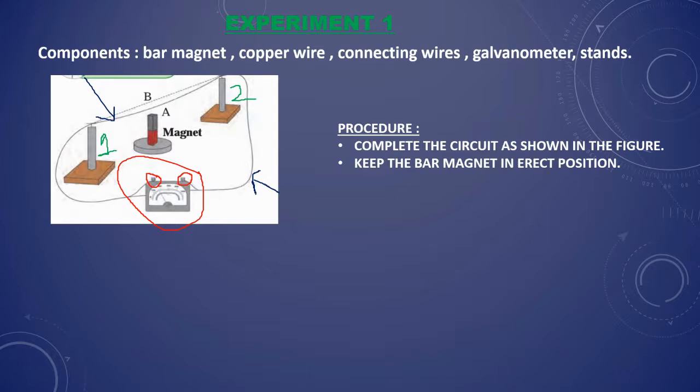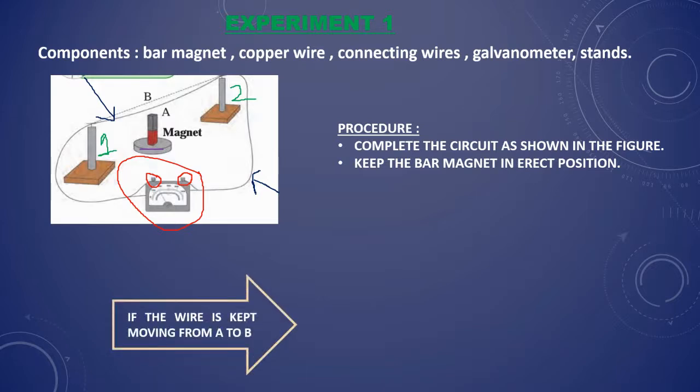And the second point is keep the bar magnet in erect position. Below this copper wire, we can see a bar magnet which is red and grey in color, and it is kept straight, that is in the erect position. This magnet is placed on a dish, we can say. So this is the procedure of the experiment 1. Now let us see what happens.